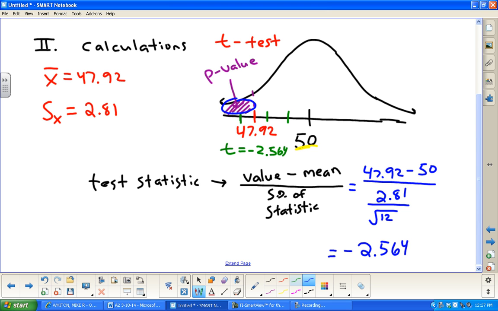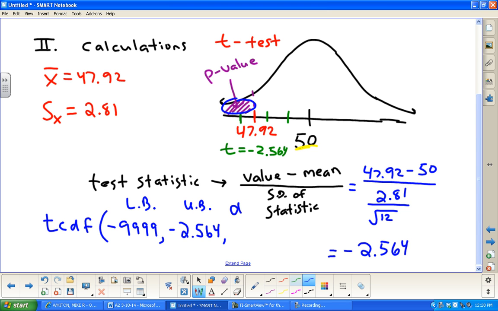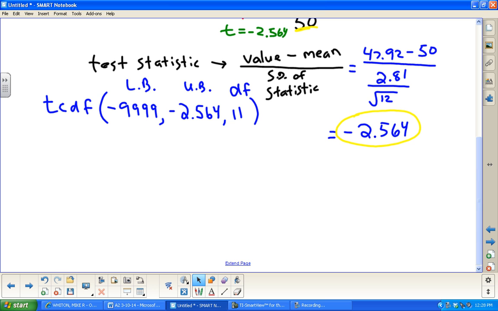It's going to be the tcdf, the cumulative density function, and again, t. The lower bound, that's your negative 99999, just use some really, really small number. The upper bound, 2.564. Then we're going to put the degrees of freedom, which is, of course, one less than the sample size. We don't need to put the mean in because we already used the mean and the standard deviation in order to get this test statistic. So it's a little different than the normal CDF calculator stepwise. Okay, so let's do that.